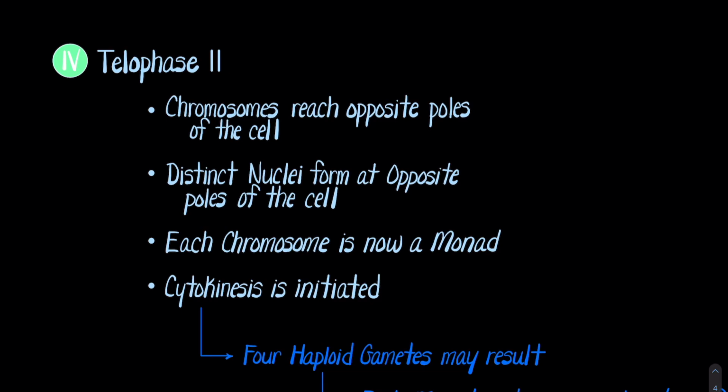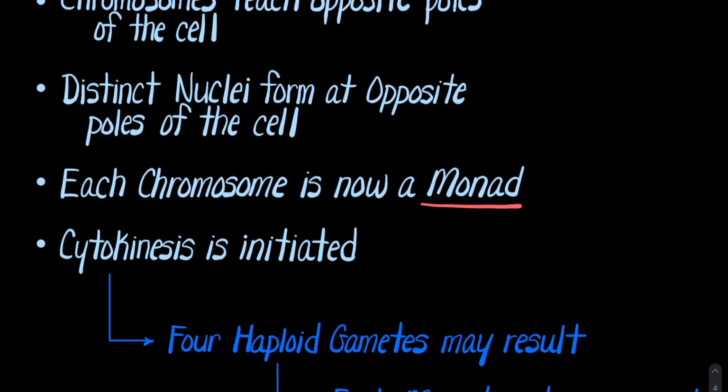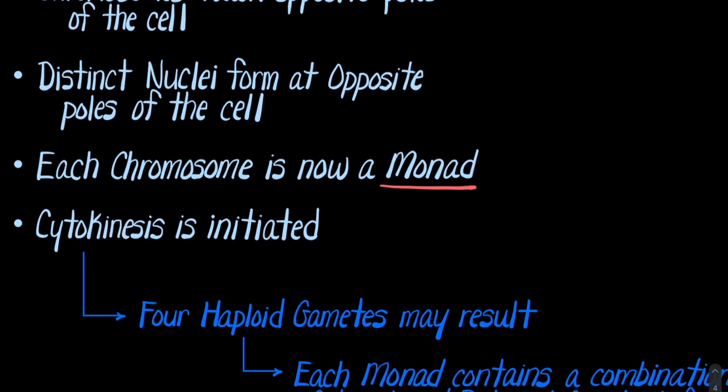And to conclude with telophase II, chromosomes have reached the opposite poles of the cell and the distinct nuclei have been forming. What we have now is that each chromosome is a monad, however you like to pronounce it, and cytokinesis has been initiated, which is the cleavage furrow pinching the cell, resulting in 4 haploid gametes.